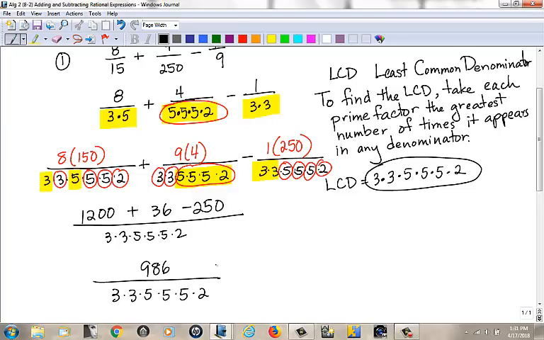986 is what type of number? Ends in a 6. Even. Can we reduce anything? Look what's on bottom. Yeah, reduce the 2. Right? 2 will go in here once. 2 will go in here 493. So I get 493 over 1,125.